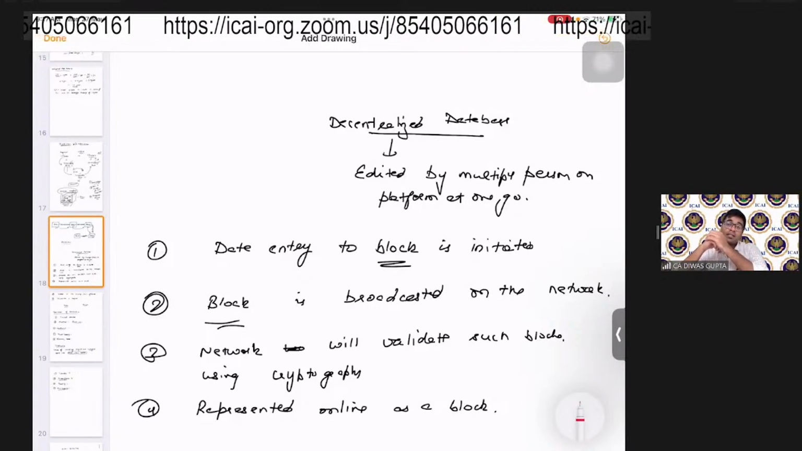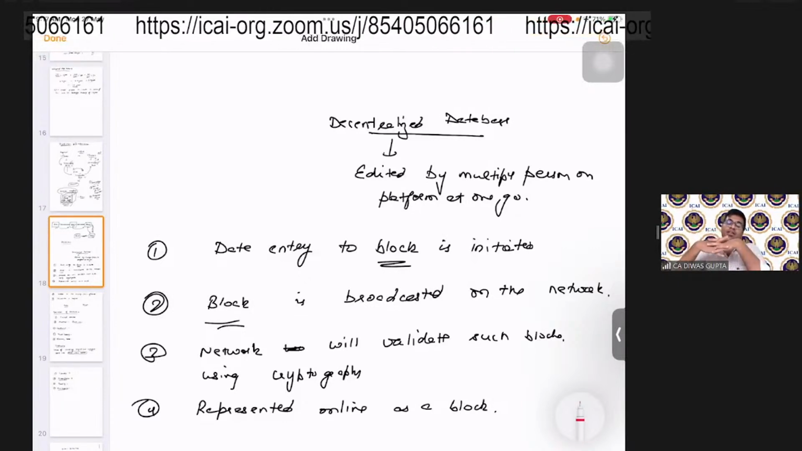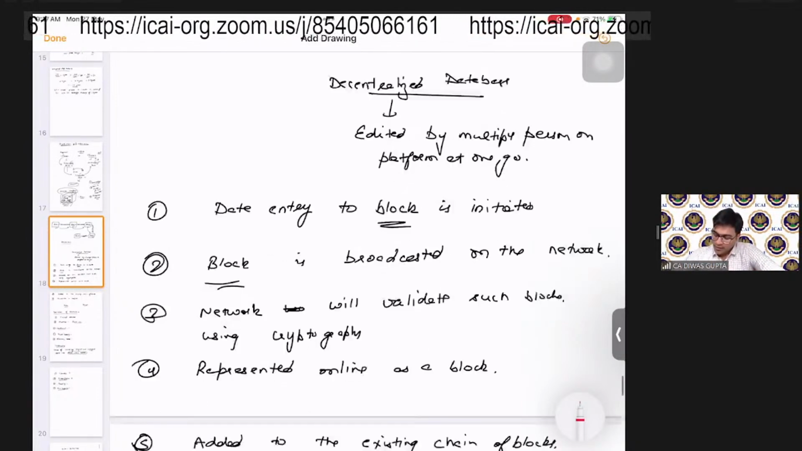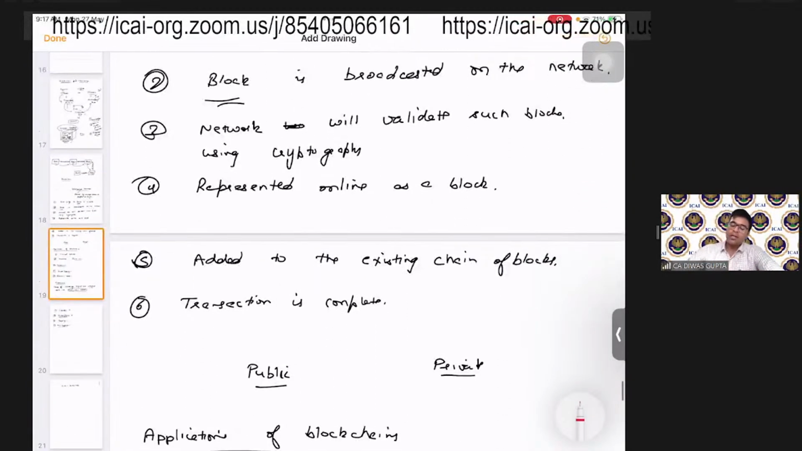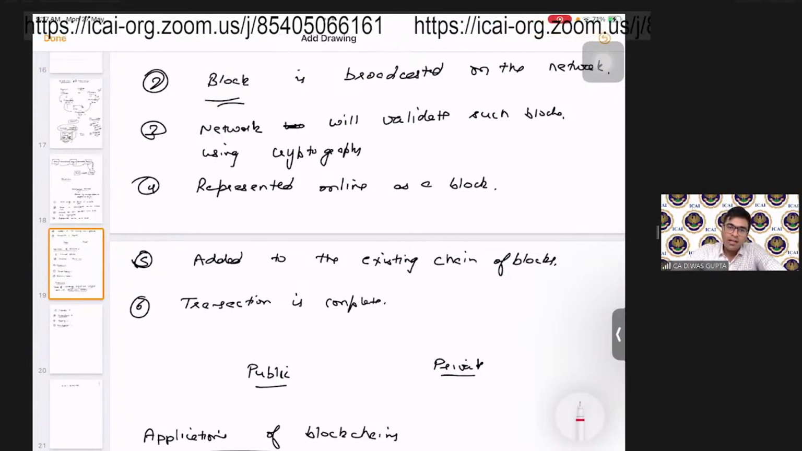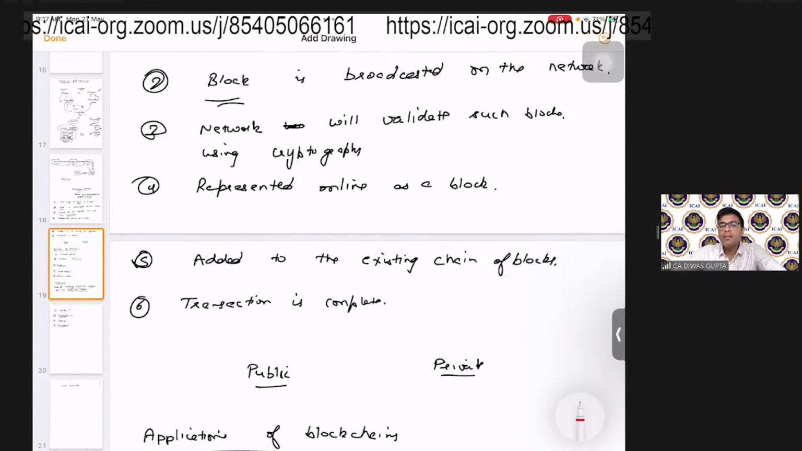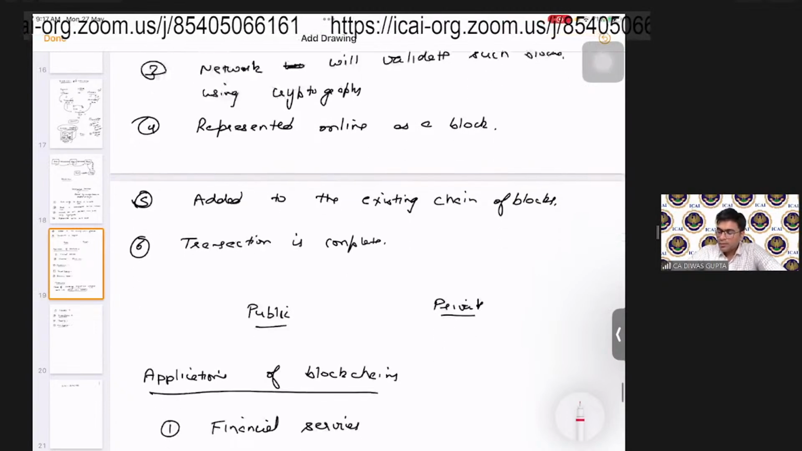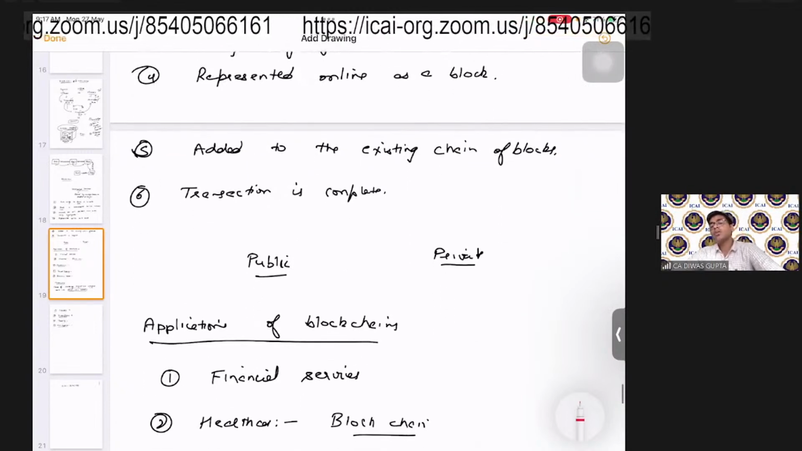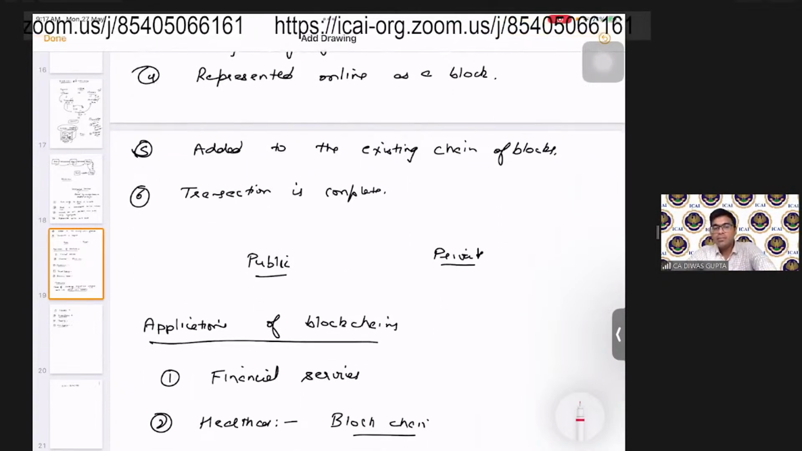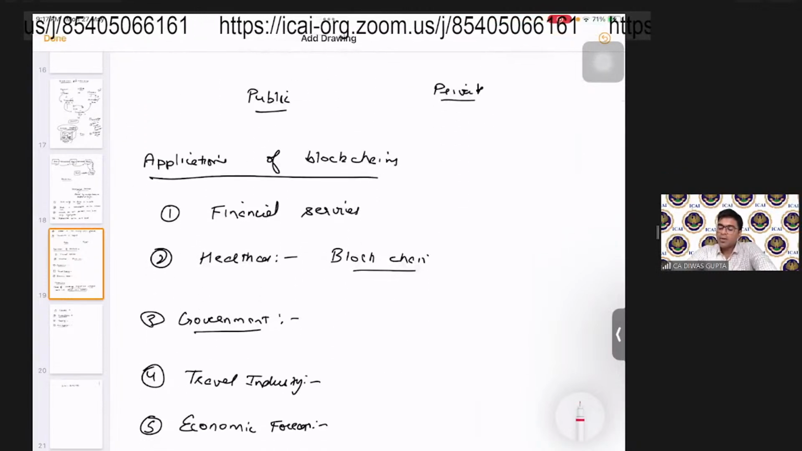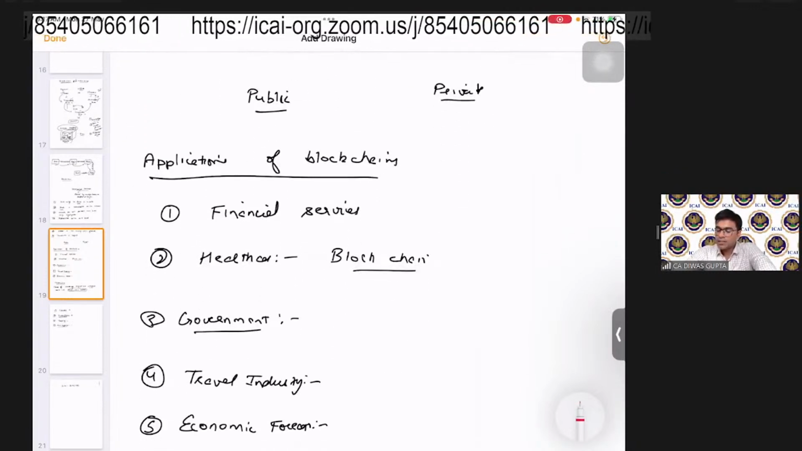Now there are specific professionals or specific consultants who will do that validation. Once it is validated using cryptography, it will be represented online as a block. Then it is added to the existing chain of the blocks, and then the transaction is deemed to be complete. So this is the entire technology that is happening behind the blockchain.